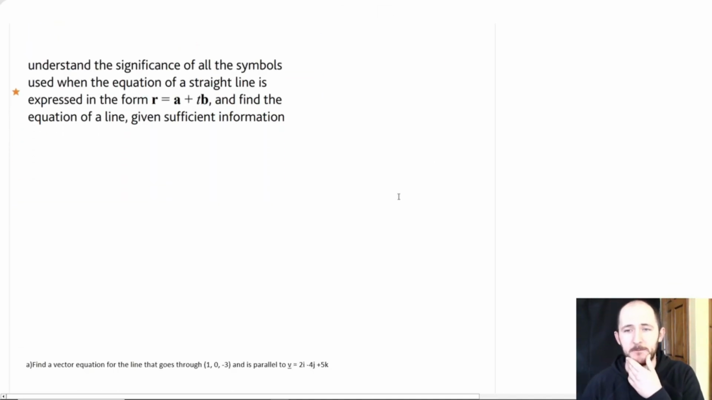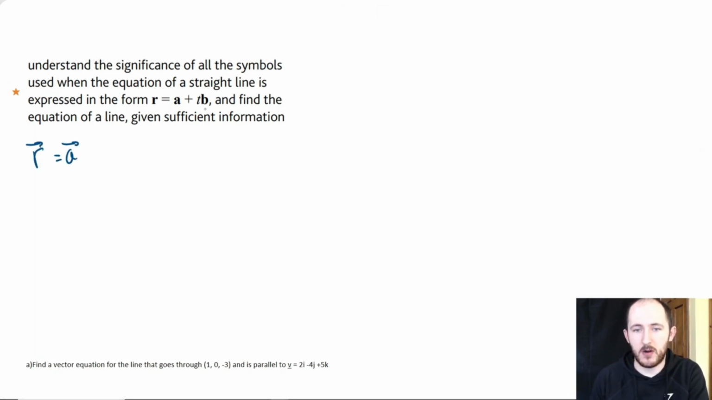The next bit is where things get slightly tricky, okay? So understand the significance of all the symbols when using the equation of a straight line as expressed in the form r is a plus tb. So let's write it out one more time. And it should be noted that because they're in bold, that means they are all vectors.